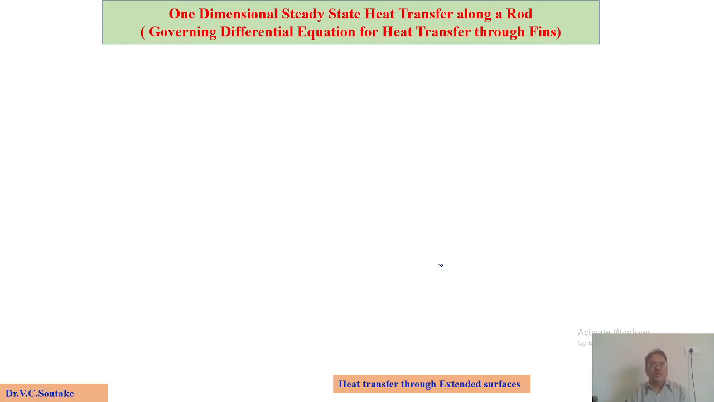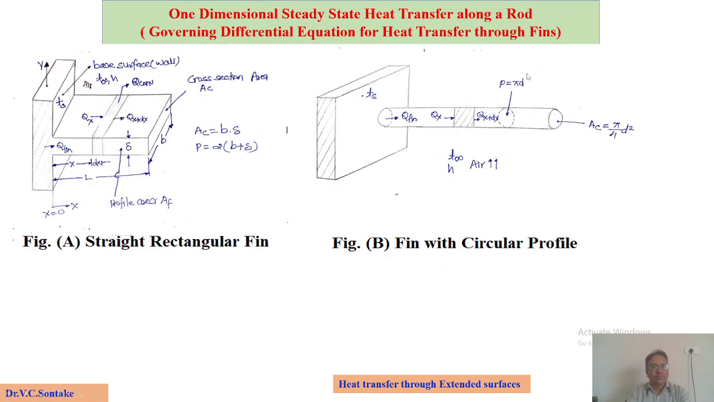So, I am going to discuss one-dimensional steady-state heat transfer along a rod. This rod can serve the purpose of a fin, and its shape and size can be anything. So, this derivation is also called the derivation of the governing differential equation for heat transfer through fins. So let us consider one such application of extended surfaces.